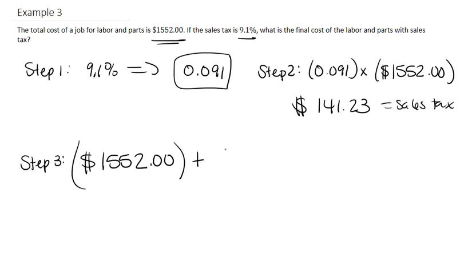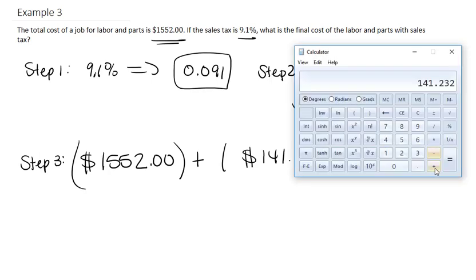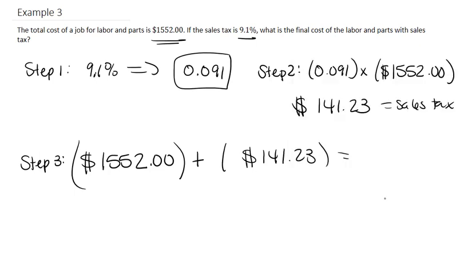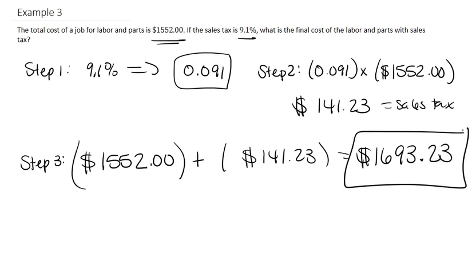Then we go ahead and add it to 1,552. And we get $1,693.23. So this would be our final cost.